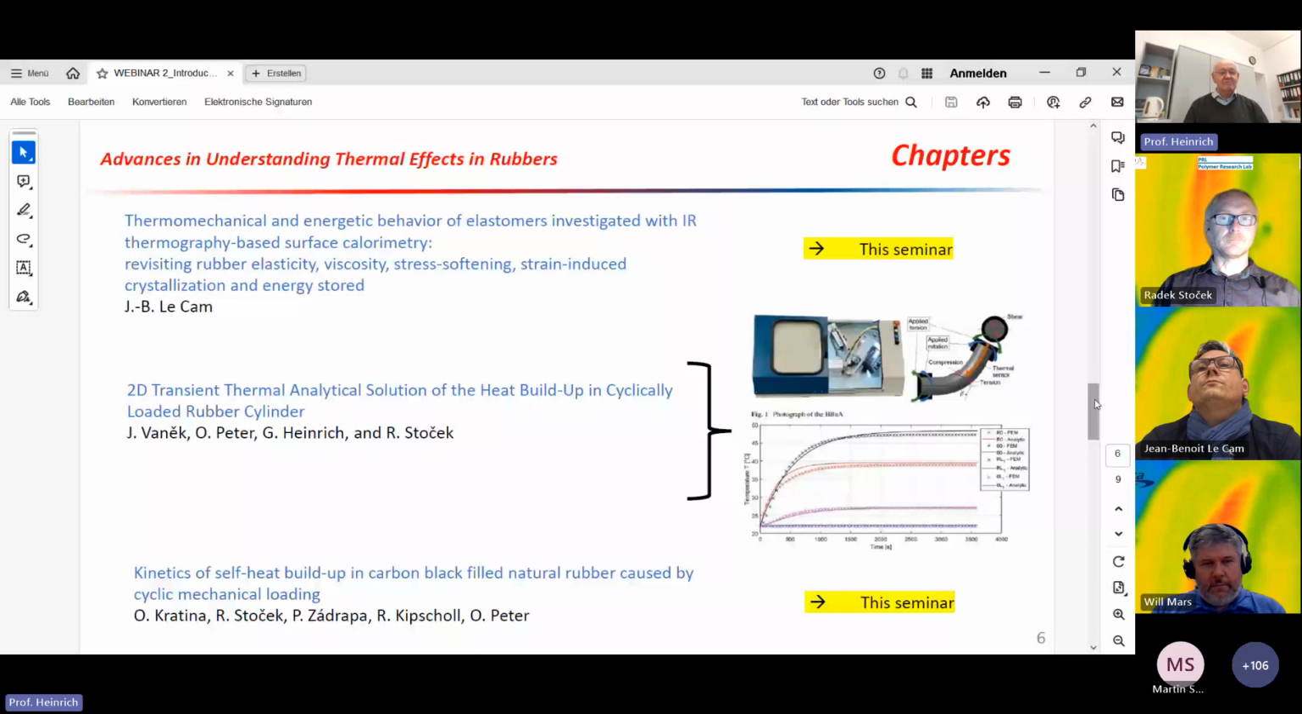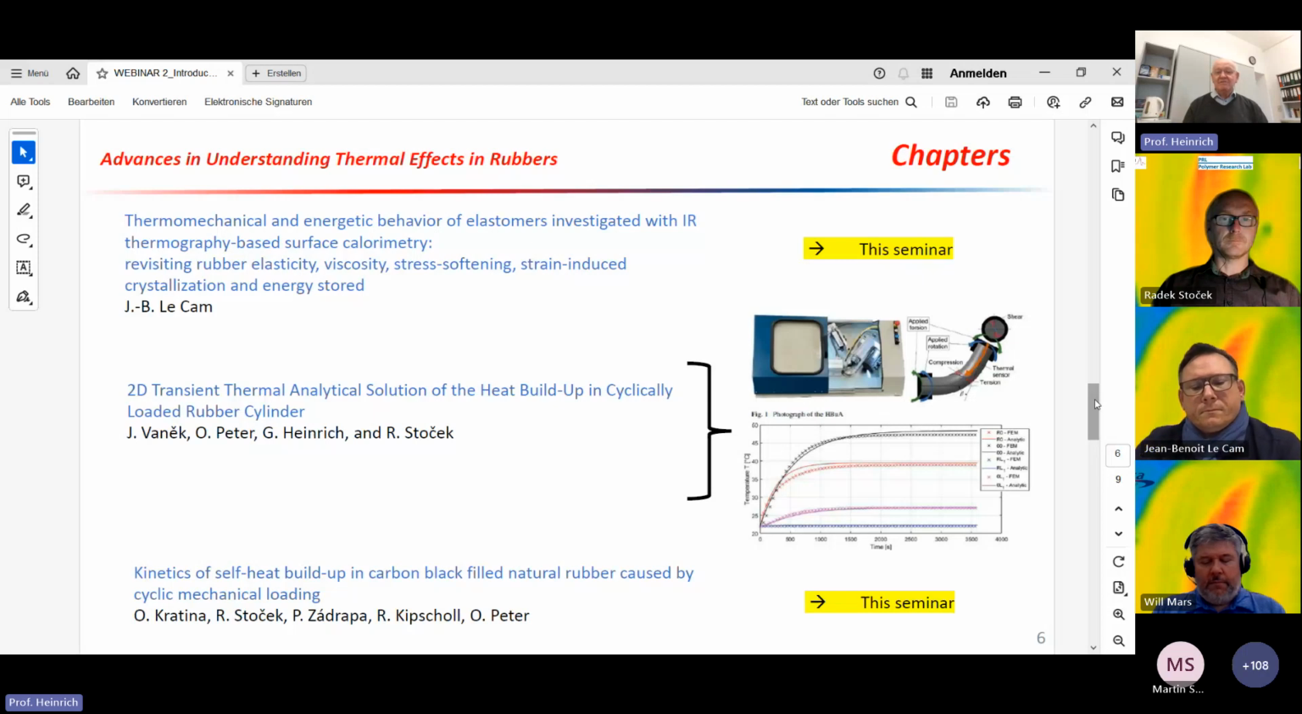This is about the transient thermal analytical solution of the heat buildup in cyclically loaded rubber cylinders. This is very interesting. He applies here a new heat buildup tester where you can apply a bending force to a cylindrical rubber component, and then you can apply a torsion so that it rotates, and you can measure the temperature inside this cylinder and also at the surface.